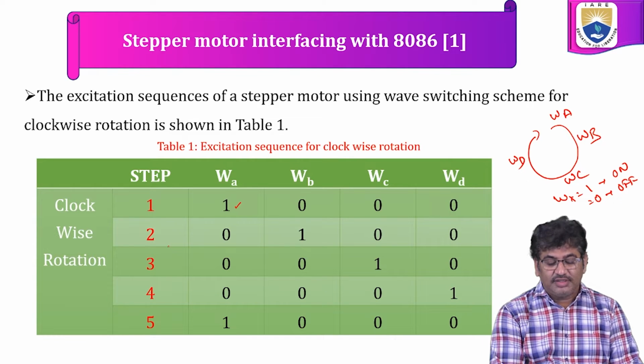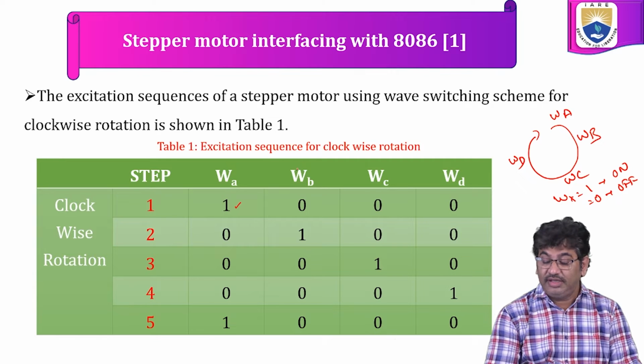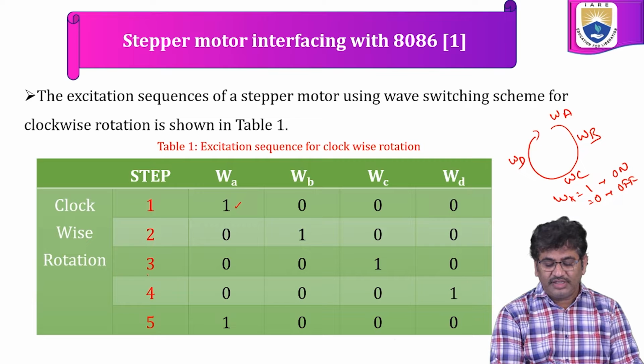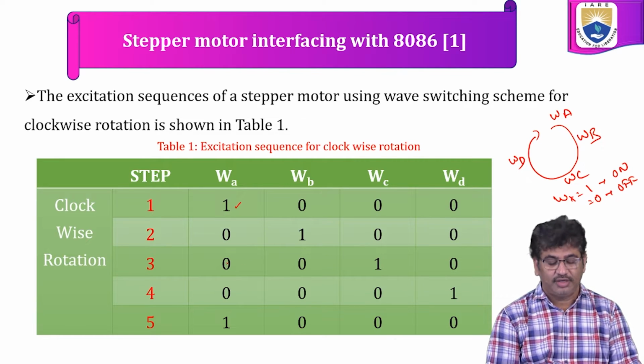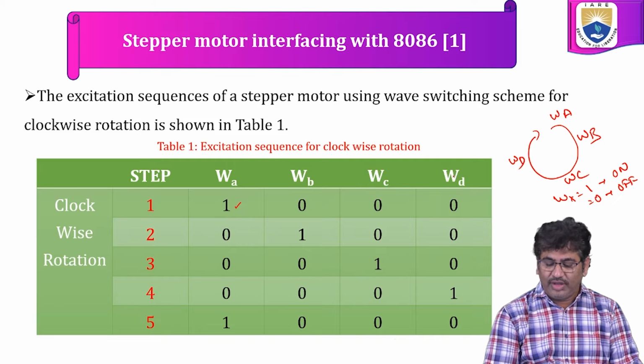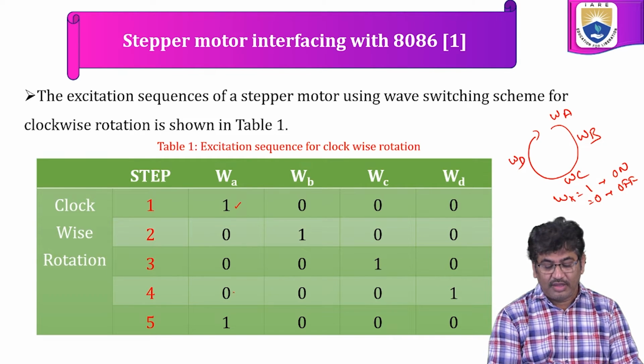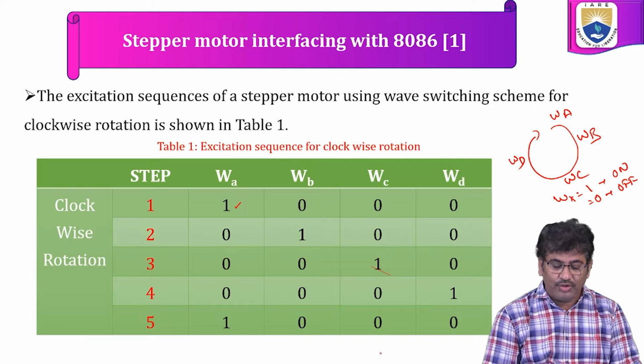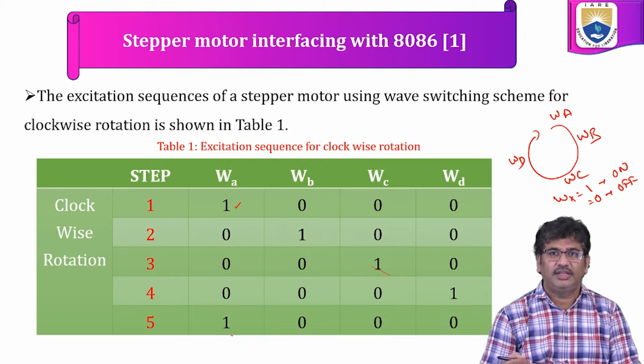For the next clock pulse, in the second step, after winding A we have to excite winding B. So winding B will be given 1 and the remaining 3 windings will be given 0. For clockwise, the next clock pulse is given for winding C, and the remaining 3 are in the inhibit state. For the fourth state, we excite winding D, and windings A, B and C will not be excited. Once all 4 windings are done, we repeat again: winding A, then winding B, winding C, winding D.